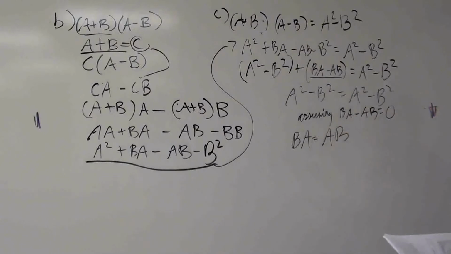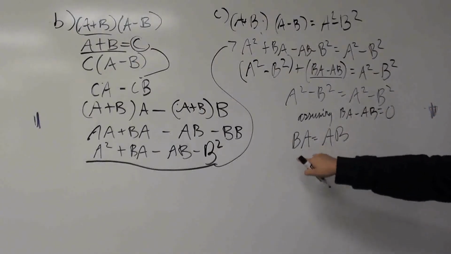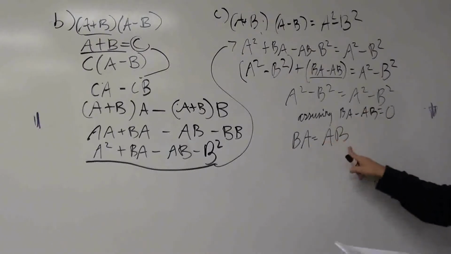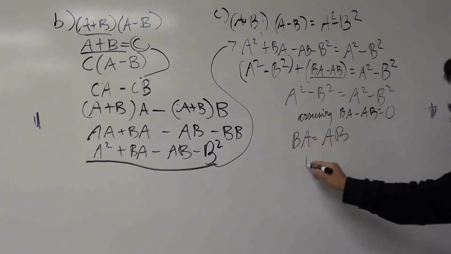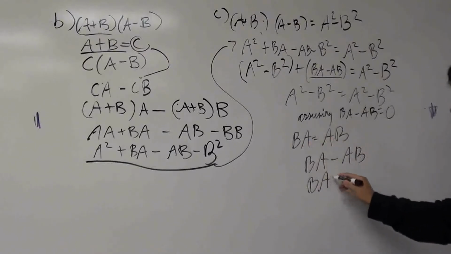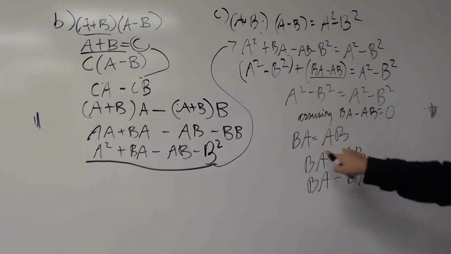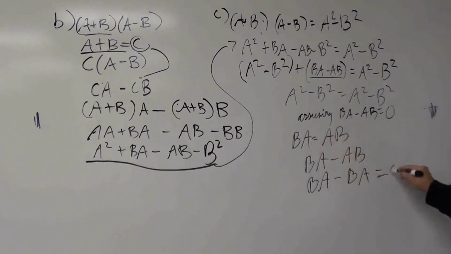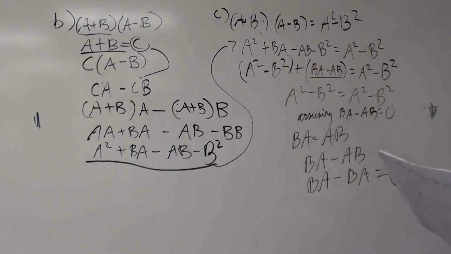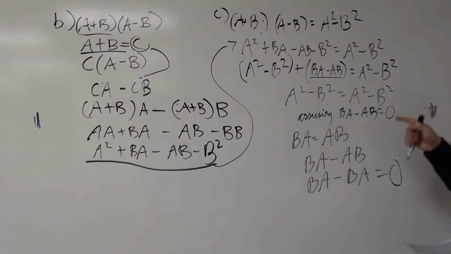Order doesn't matter in this multiplication, so A and B are commutable. If they are commutable, that equals that. So BA minus AB is the same as BA minus BA, because order doesn't matter, and that will become 0. So the expression we've been working on back in A would work when A and B are commutable.